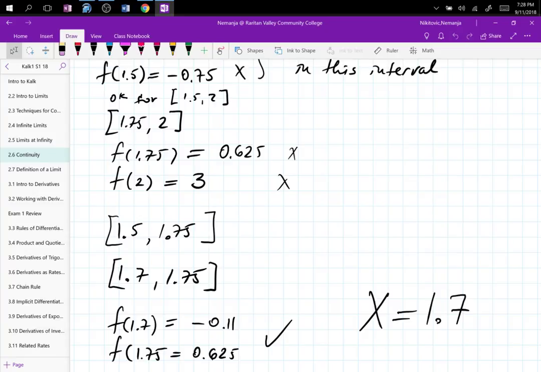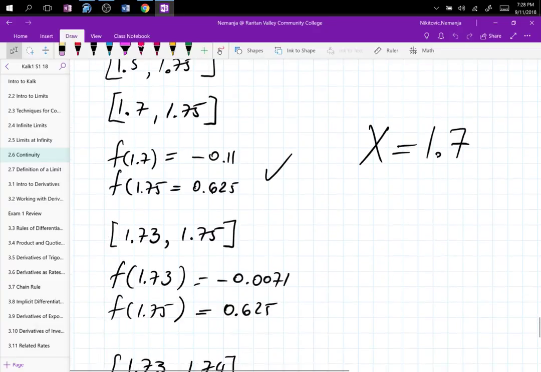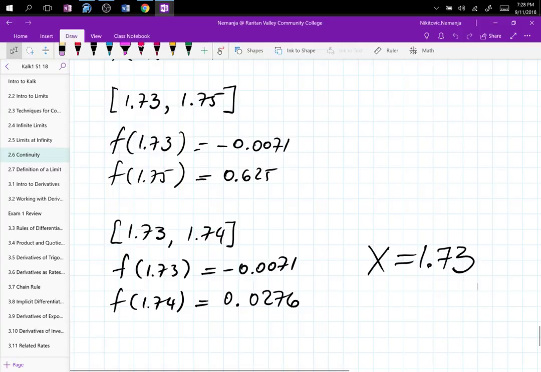You keep playing this game. Just the basic calculations. We don't do any fancy math here. You are plugging in these numbers that you are chopping, the interval that you are making smaller, into the equation that you have at the top of the problem, and you keep going, you keep going, you keep going. 1.73, and then I got bored and we just quit.